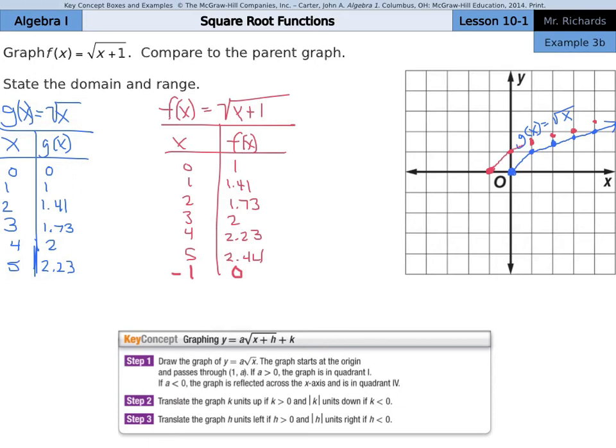And as we draw in this curve, notice how everything was pretty much shifted over one spot to the left. And that's exactly how we can describe this. We have a horizontal translation, one unit left of the parent function. Basically took the parent function and moved it over one to the left here.